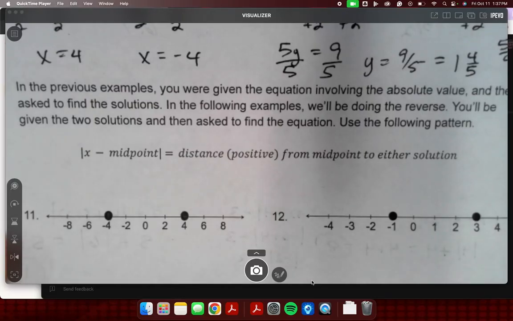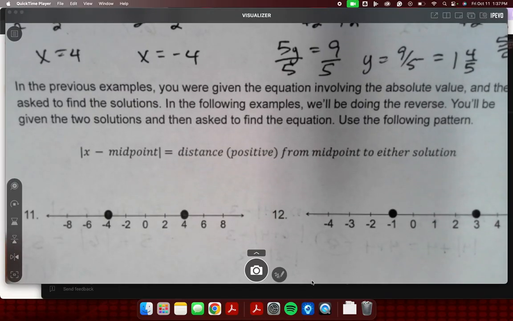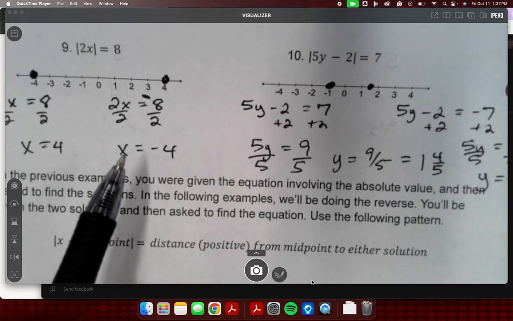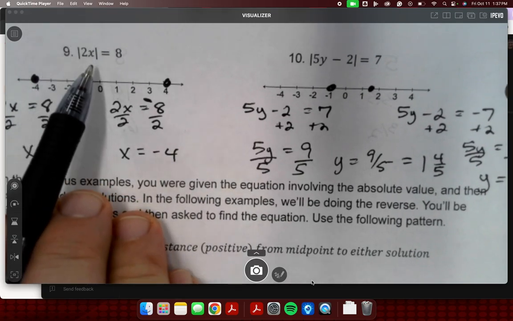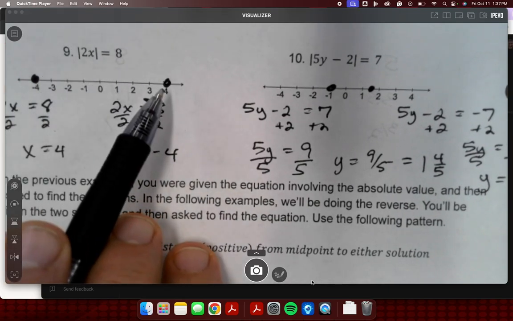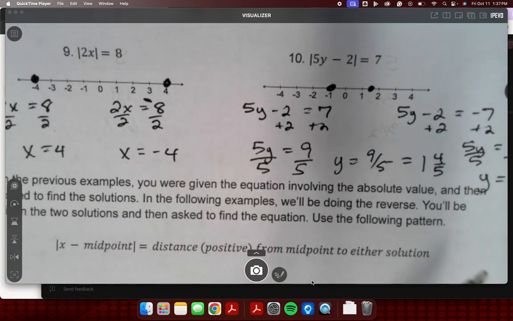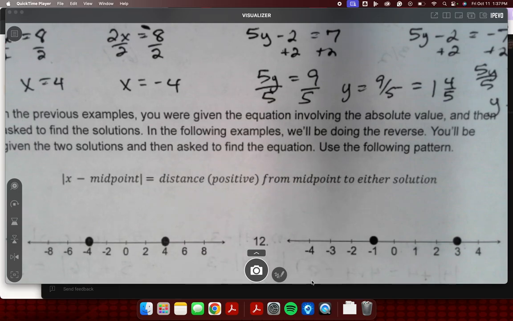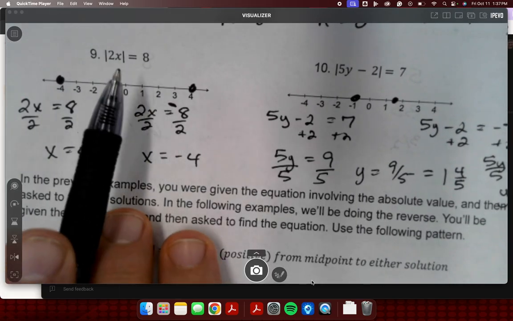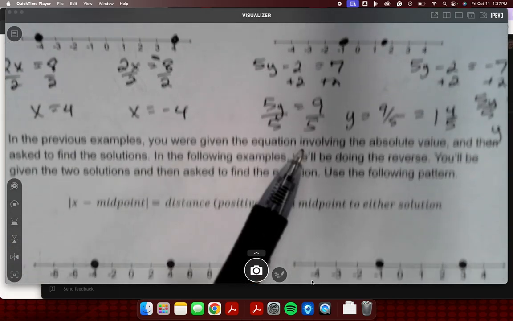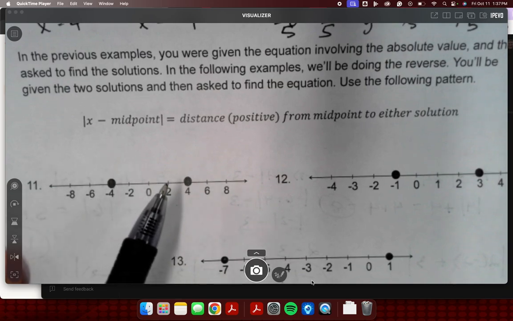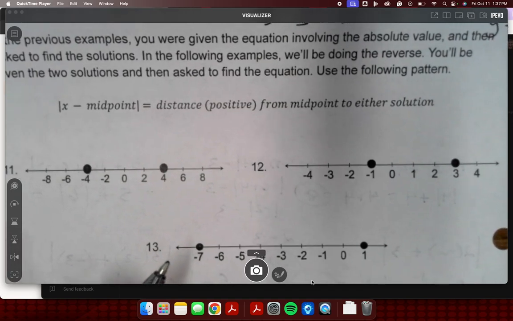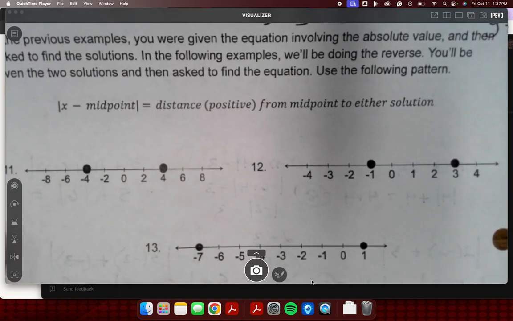Same paper as our previous lesson, but it'll be finished on a different day. So in these examples up here, we were given an equation and we found the solutions to that equation on the graph. Now, in the next examples, we'll be doing the reverse. Instead of being given an equation and finding the solutions, they're going to give us the solutions and we'll need to find the equations.